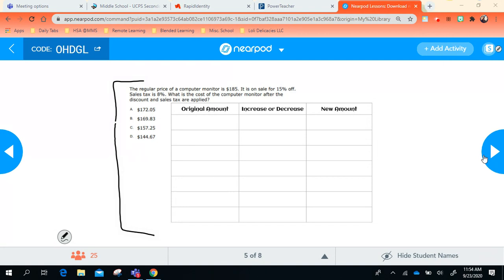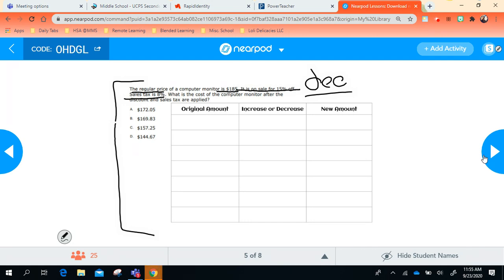So the regular price of the computer monitor is $185. It is on sale for 15% off. If it's on sale for 15% off, is it an increase or a decrease? It is a decrease. So our first step is a decrease. Sales tax is 8%. Sales tax, is that an increase or a decrease? If you don't know, check your chart. Check the chart that's on the board. Sales tax. It is an increase.